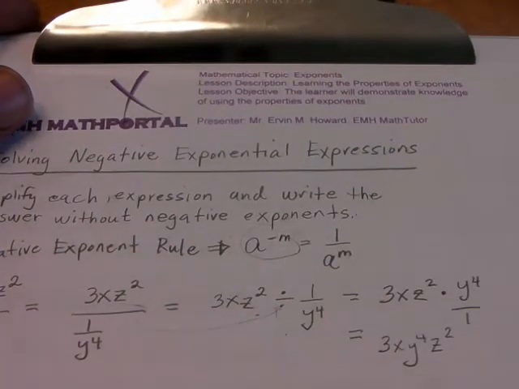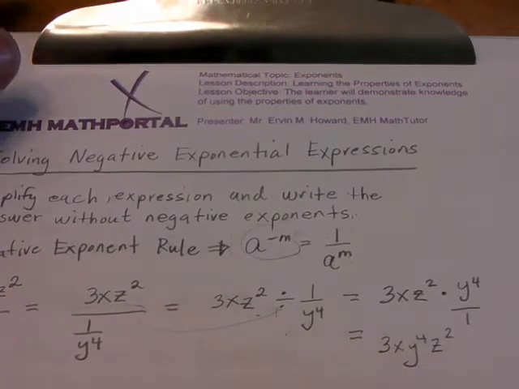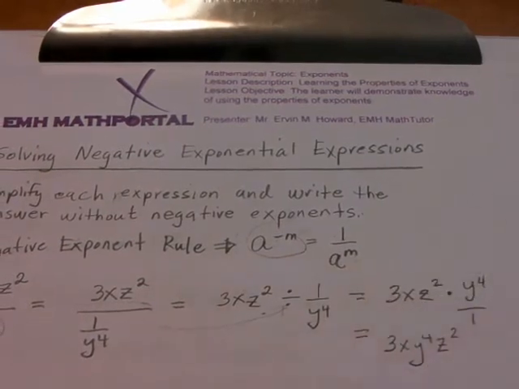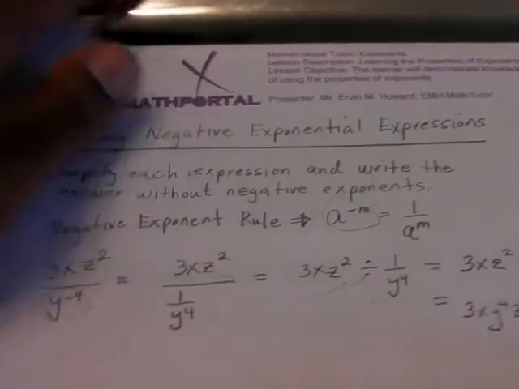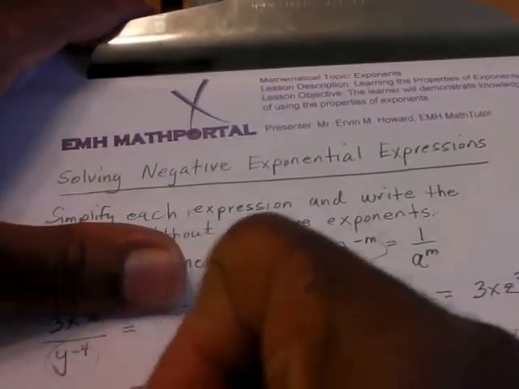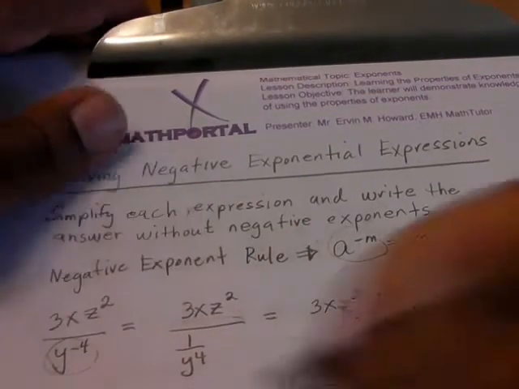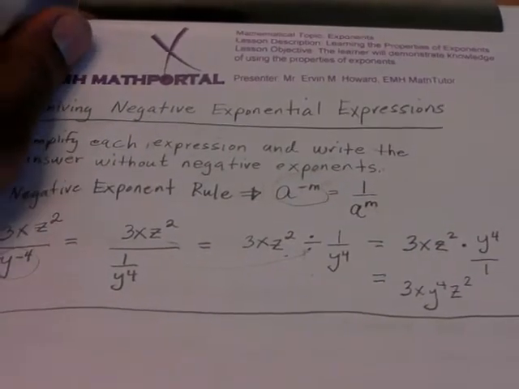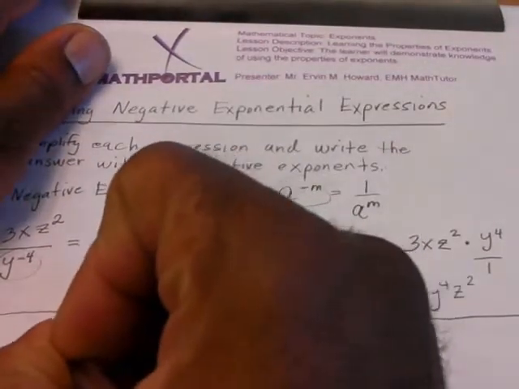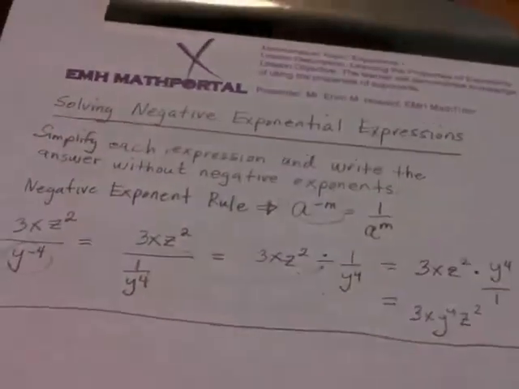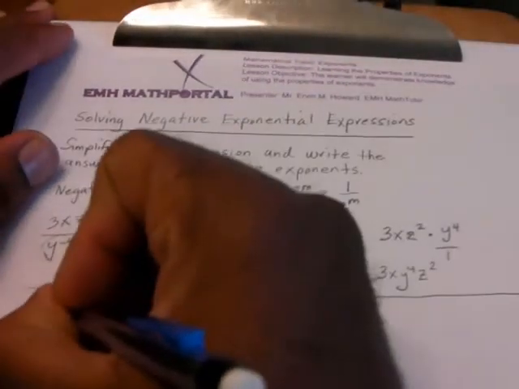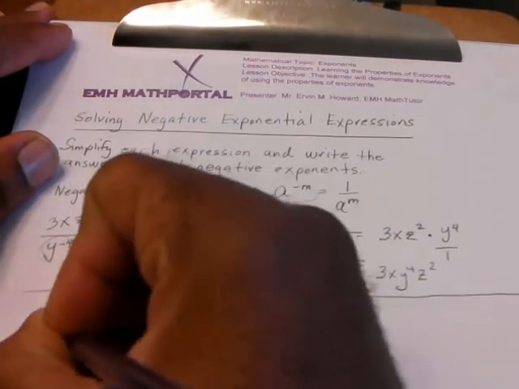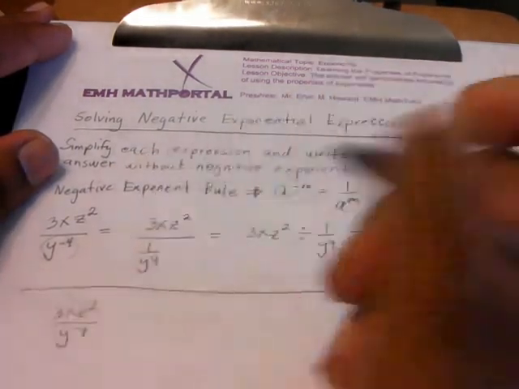Now I want to show you the same method, but now that you've practiced using the formula, I want to practice using a shortcut, which will be the same situation. I'm just going to draw this line on here so that we can separate it and you can see the difference. I'm going to write the same problem here: 3x z squared over y to the negative 4.